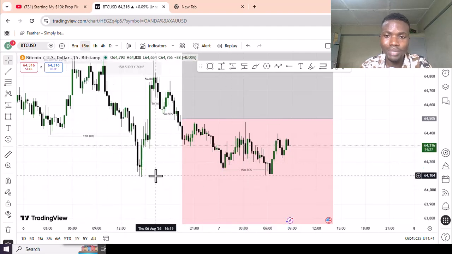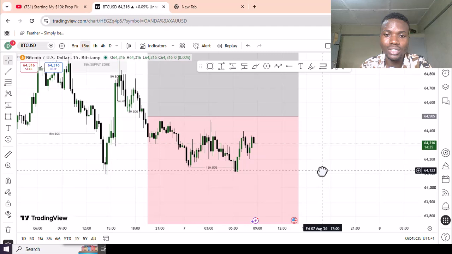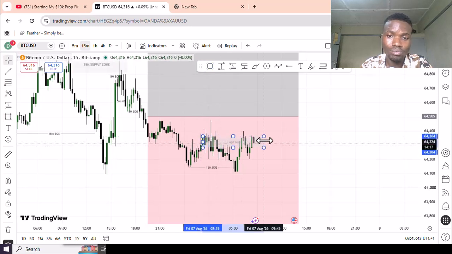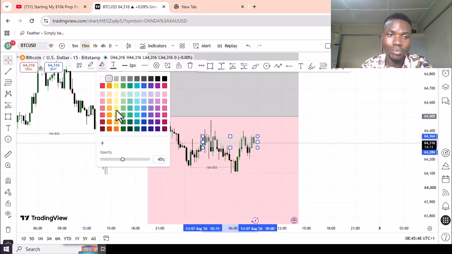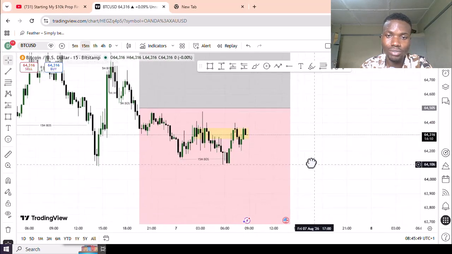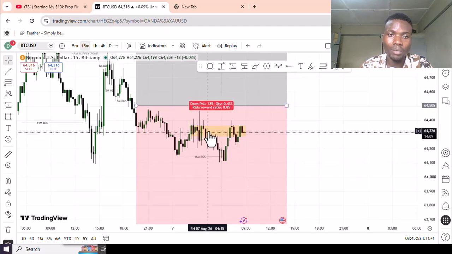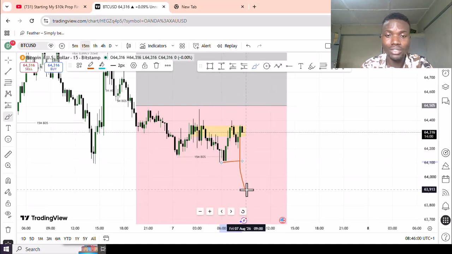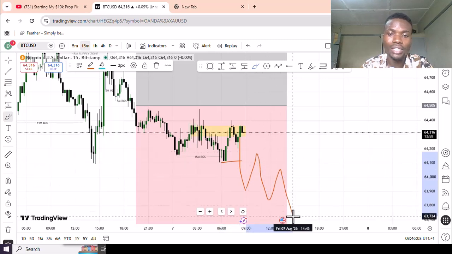And what price is currently reacting to is, more like, price is respecting this supply zone. Yeah, this supply zone. So this is what price is actually doing right now. Price is reacting to this 15 minute supply zone before it starts to push to the downside. Then it's going to create another break of structure. Then price is selling, so it will be creating lower lows and lower highs.